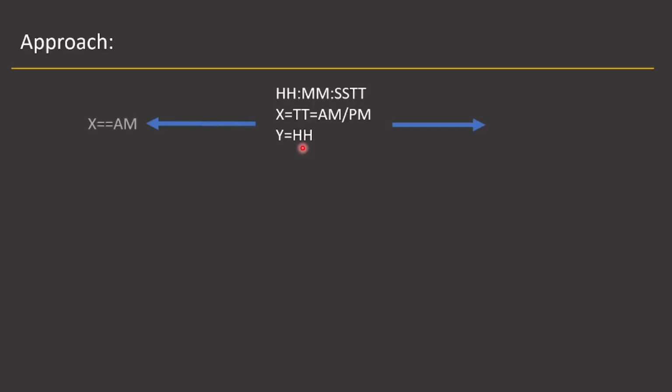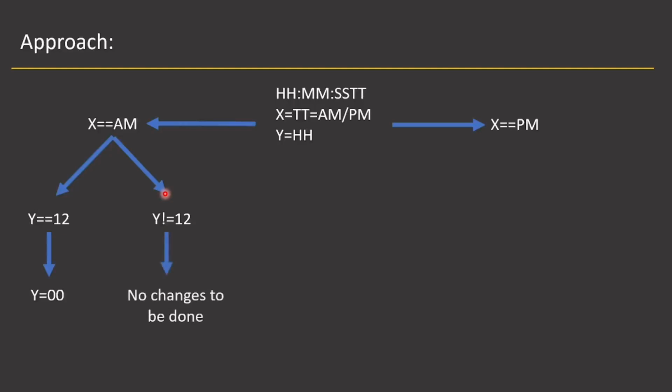Moving forward, X can be either equal to AM or PM. When X is equal to AM, Y can either be 12 or not equal to 12. If Y is equal to 12, then we shall assign Y to be 0, since X is in AM format. And if Y is not equal to 12, then no changes are to be made.